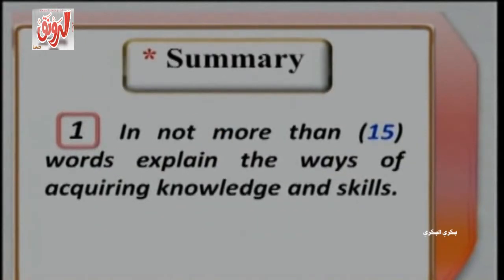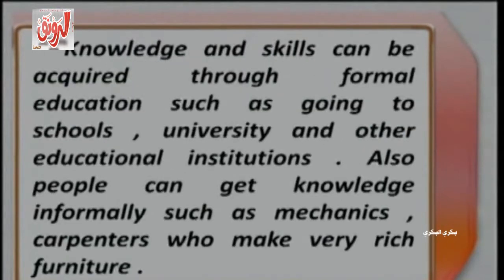Now we give some touches as well on summary making. And in fact, there are models. You are only to follow and see how they are made. 1. In not more than 15 words, explain the ways of acquiring knowledge and skills. In not more than 15 words. Explain the ways of acquiring knowledge and skills. How we can get knowledge, especially.